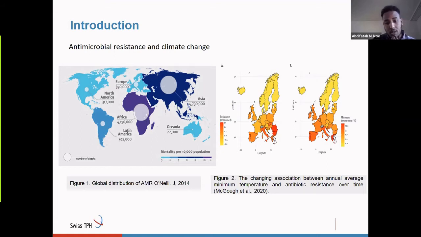As we know, antimicrobial resistance and climate change are a global health threat nowadays. We know that by 2050, 10 million people will die because of antimicrobial resistance unless we control it, and those people will be more in Africa and Asia. On the other side, I have a graph from a study published in 2020 on antimicrobial resistance and temperature. It was done in 26 countries of Europe, with data collected from 2000 to 2015, and they showed that there is an association between annual average minimum temperature and antibiotic resistance.